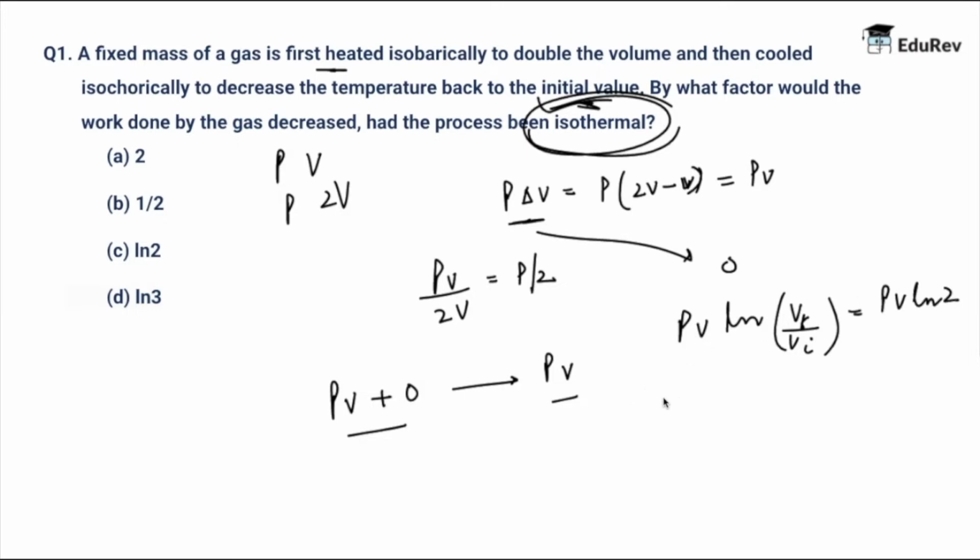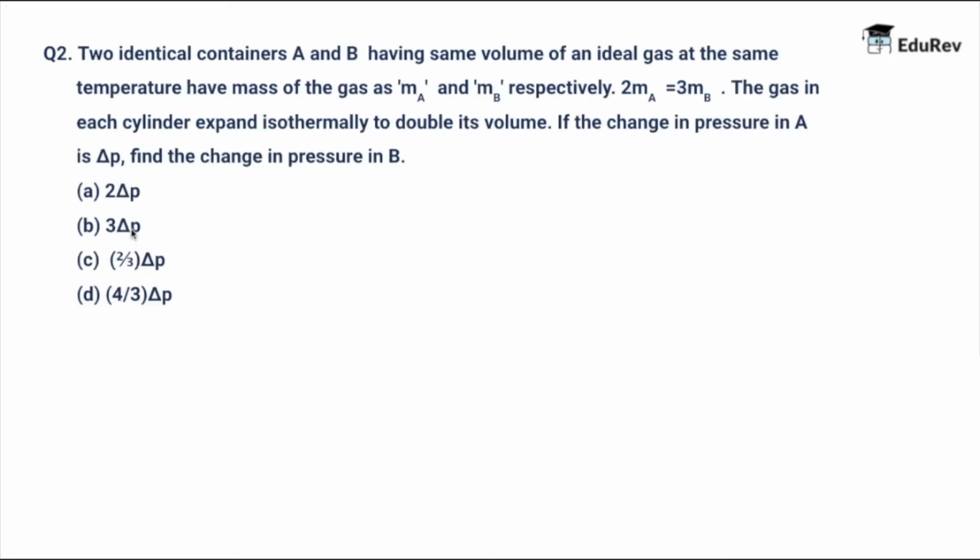Hence the required factor is going to be PV ln 2 upon PV. That is nothing but ln 2. So the correct option is option number C, that is ln 2. Let's move on to question number 2.